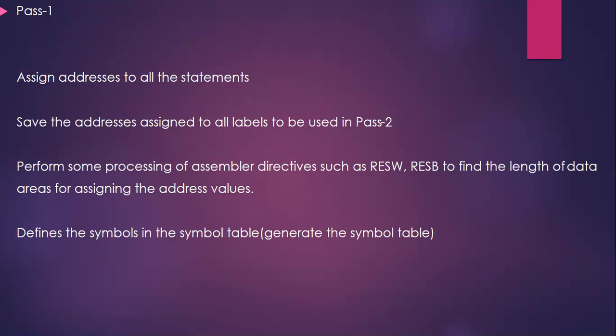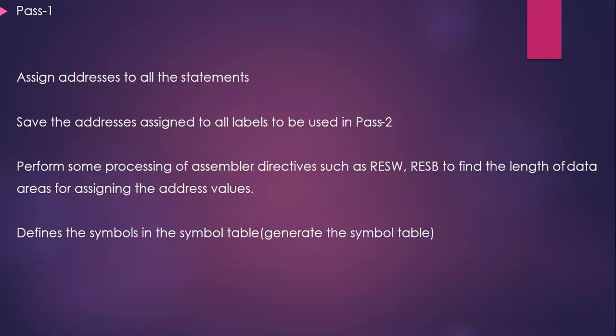Then perform some processing of assembler directives such as reserve word, reserve byte, to find the length of the data area for assigning the address values. So this is also very important. Like reserve word: in front of that, how many will be available? Then we need to multiply 3 with the number specified in front of reserve word. For example, if I want to reserve 2 different words, per word 3 bytes are available. So 3 into 2. So total how many bytes are we going to reserve? Total 6, exactly.